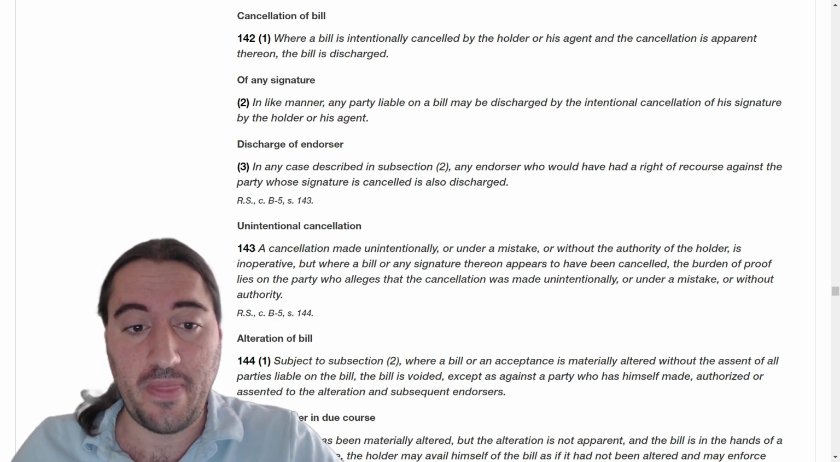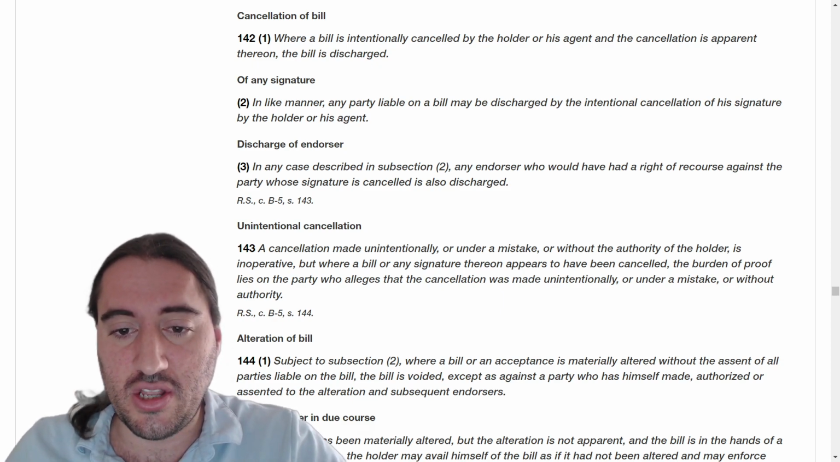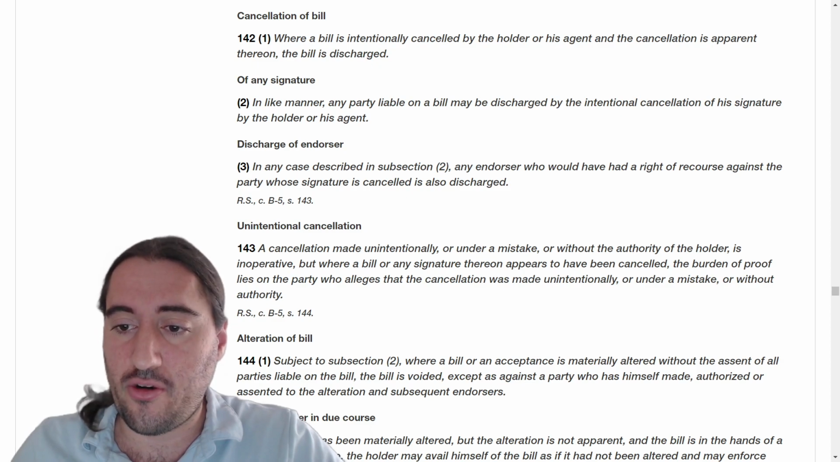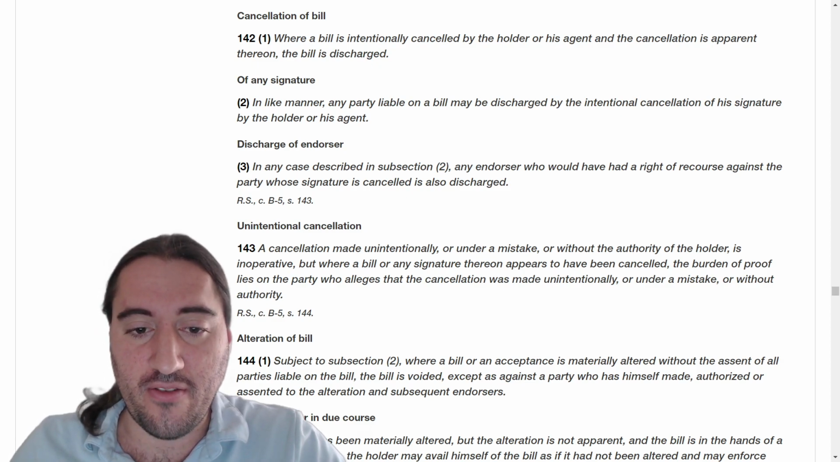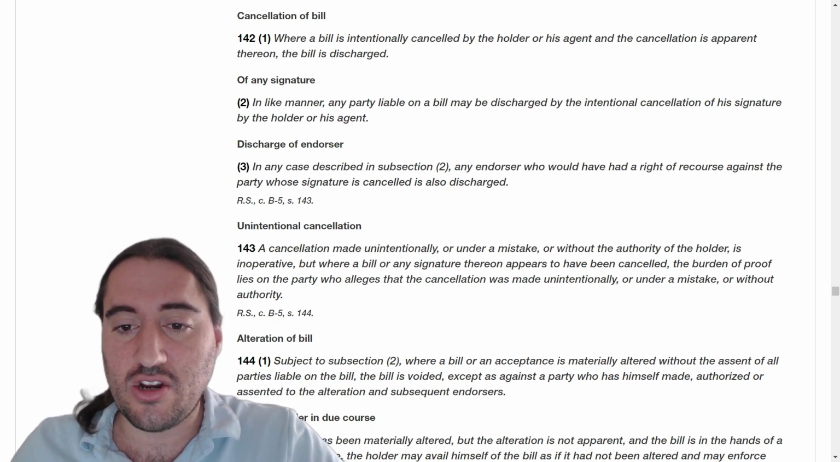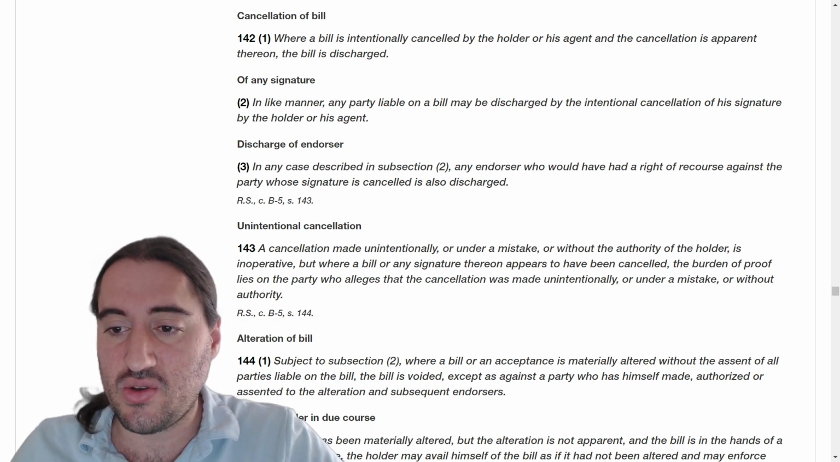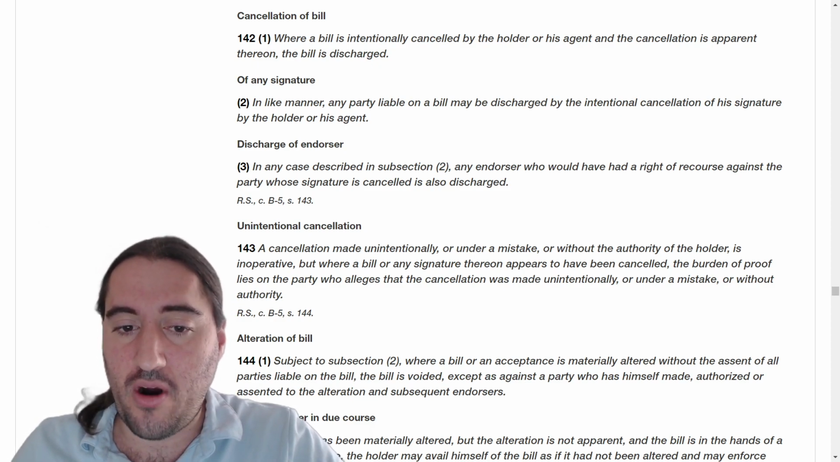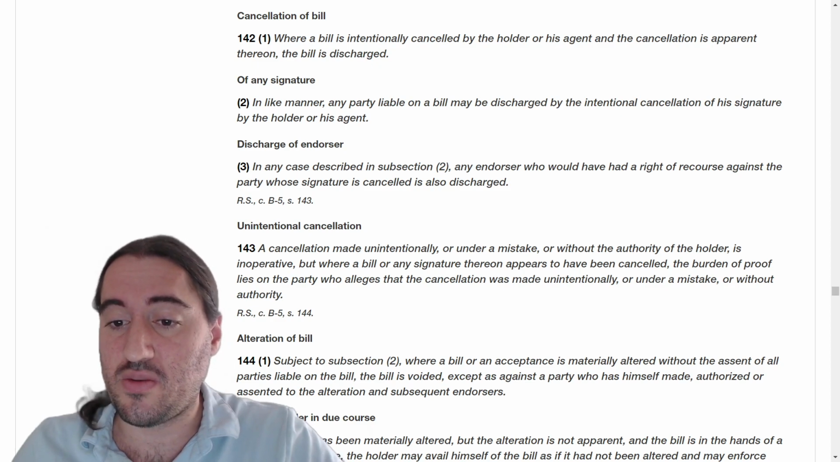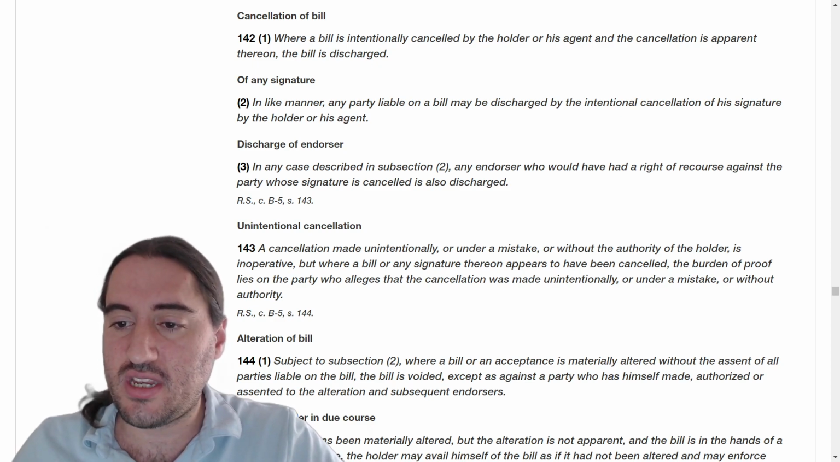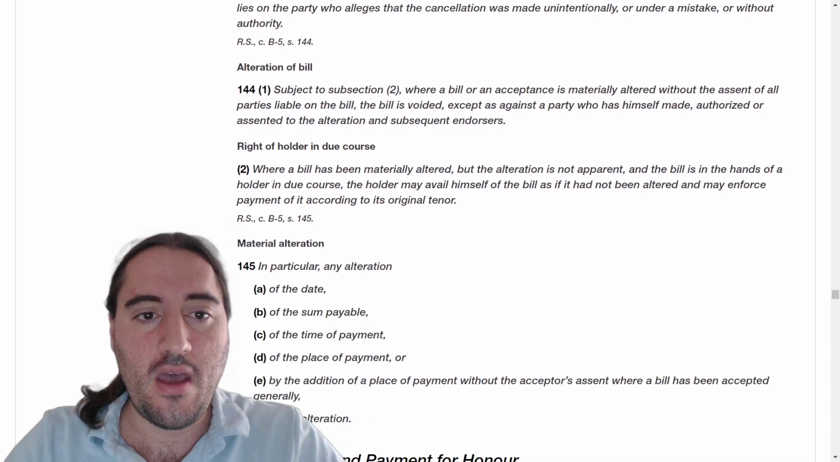Unintentional cancellation. A cancellation made unintentionally or under a mistake or without the authority of the holder is inoperative, but where a bill or any signature thereon appears to have been canceled, the burden of proof lies on the party who alleges that the cancellation was made unintentionally or under a mistake or without authority.